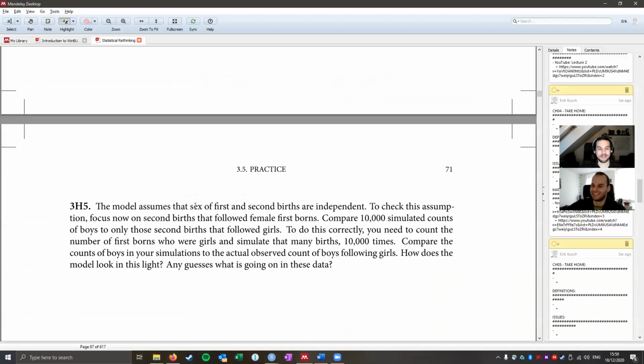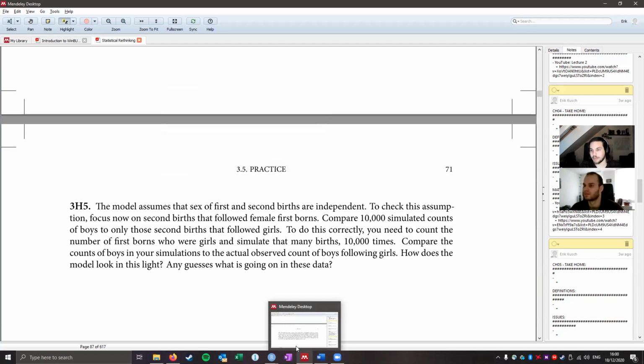So for H5, the model assumes that sex of first and second births are independent. To check this assumption, focus now on second births that followed female firstborns. Compare 10,000 simulated counts of boys to only those second births that followed girls. To do this correctly, you need to count the number of firstborns who were girls and simulate that many births 10,000 times. Compare the counts of boys in your simulations to the actual observed counts of boys following girls. How does the model look in this light? Any guess what is going on in these data?